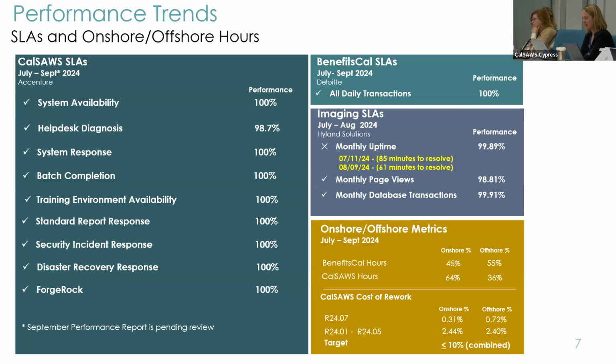For Benefits Cal for the last quarter, we have maintained our performance for daily transactions, which is essentially the interactions that customers and CBOs have with the system, at 100%. For our onshore offshore, we do not have a target that we have to meet, and so ours will consistently stay the same. So you'll always see a 45-55 split.